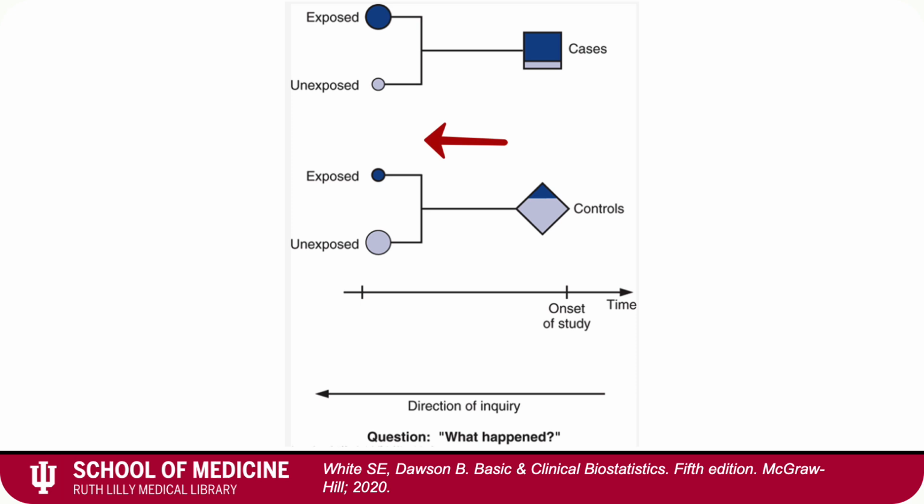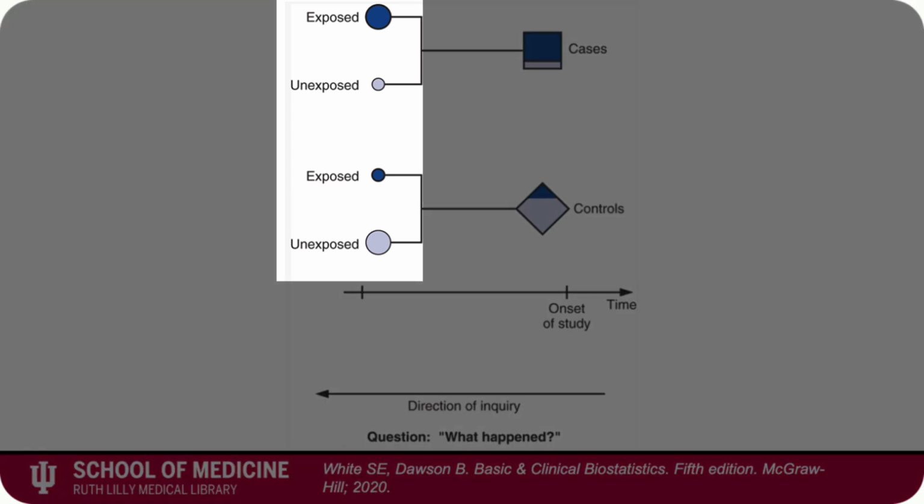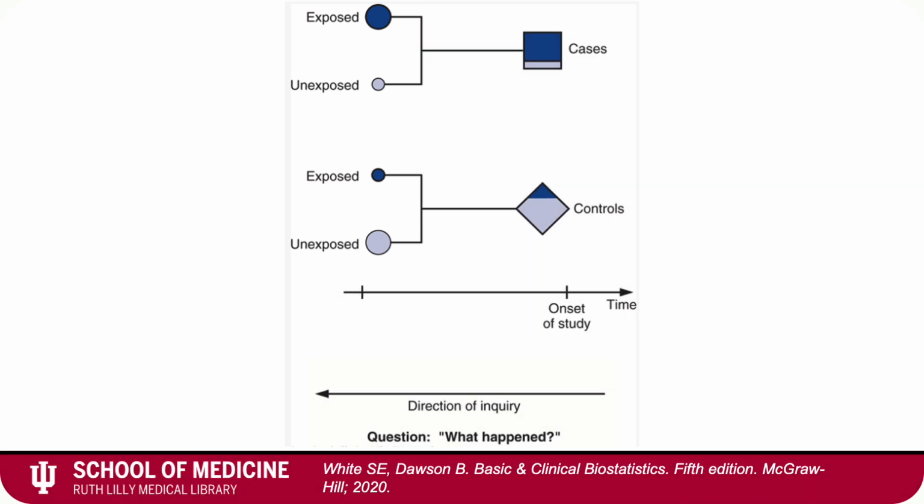Then we look back in time to try to figure out which exposures were more common in the case group versus the control group. With a case control study, we're looking backwards in time and we're trying to answer the question, what happened to cause this? Keeping cohort studies, both retrospective and prospective, and case control studies straight in your head can be challenging, so let's work through it again.